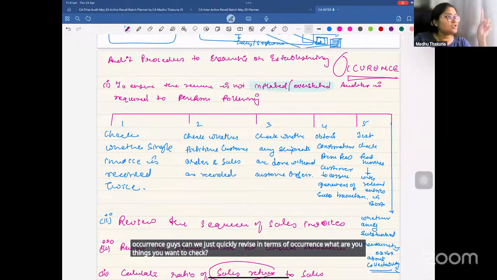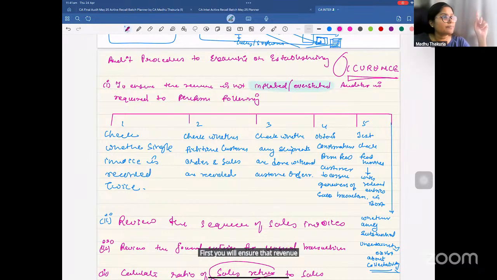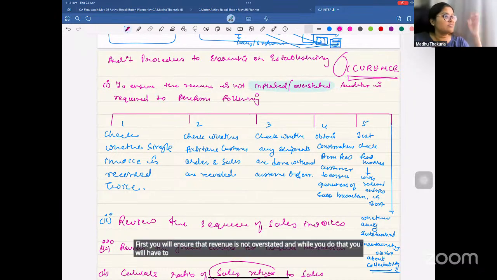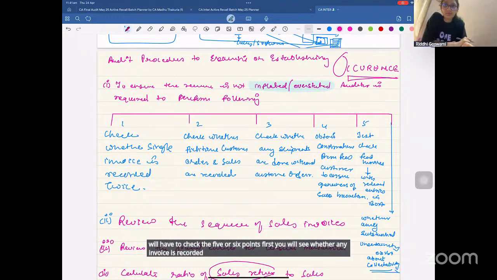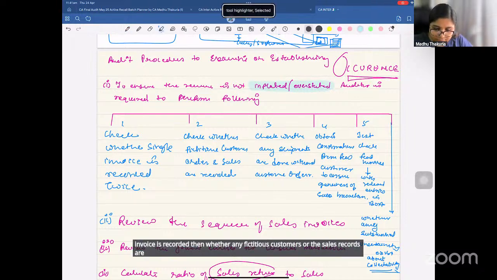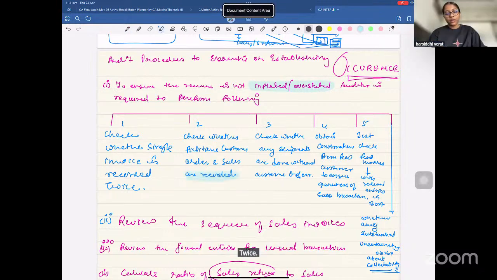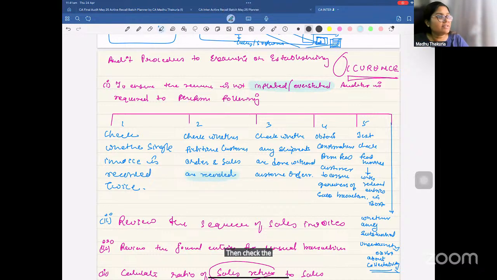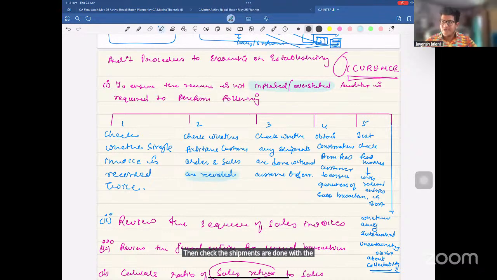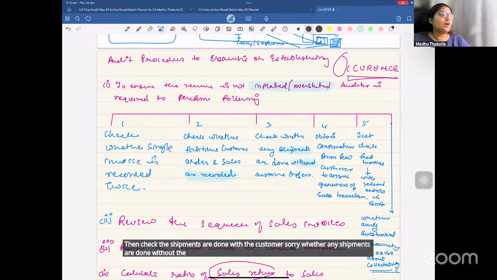First, you will ensure that revenue is not inflated or overstated. While you do that, you will have to check 5 or 6 points. First, you will see whether any invoices are recorded twice. Then whether any fictitious customers or sales records are recorded. Then check whether any shipments are done without a customer order, and obtain confirmation from a few customers.